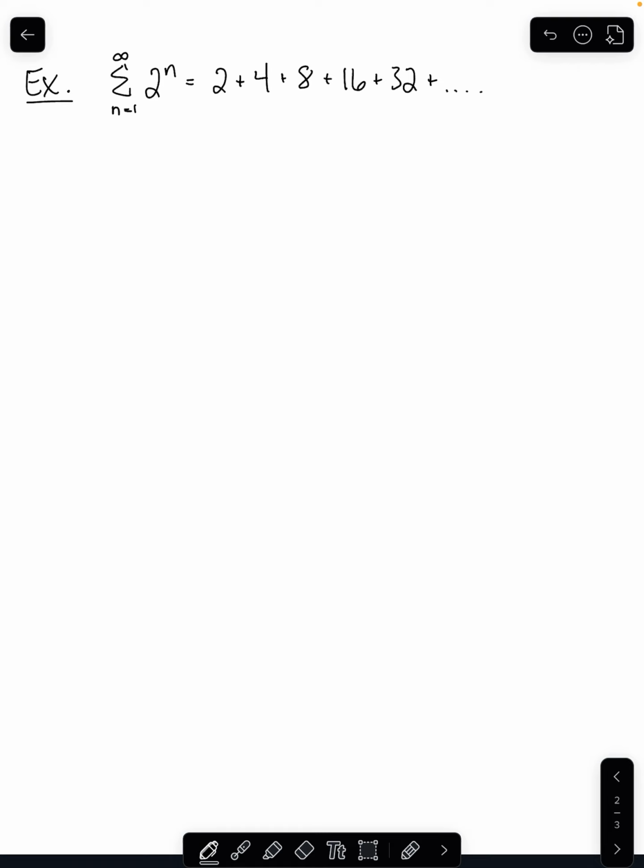We can look at the sequence of partial sums to verify that. S sub 1 would simply be 2. S sub 2 would be 2 plus 4, which is 6. S sub 3 would be 2 plus 4 plus 8. S sub 4 would be 2 plus 4 plus 8 plus 16. And then plus 32, and so on.